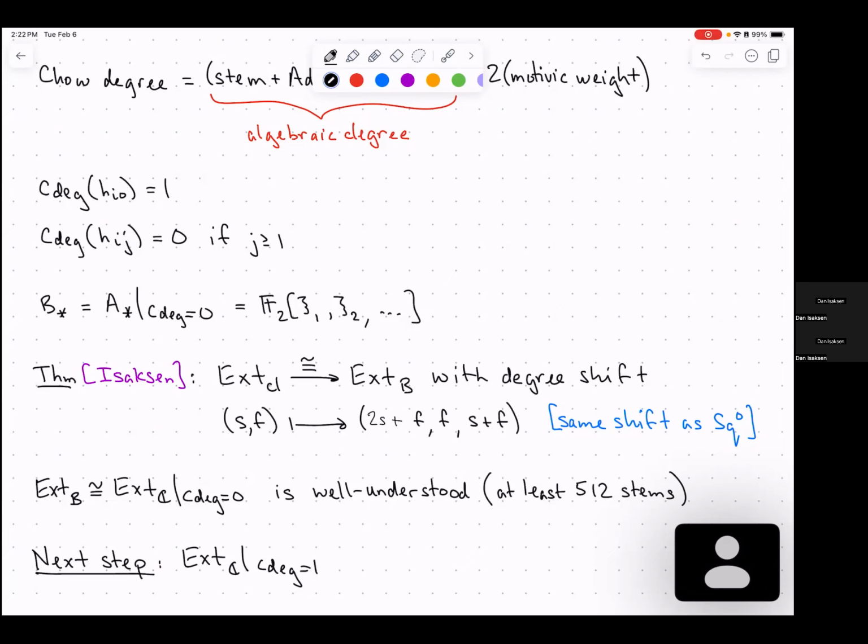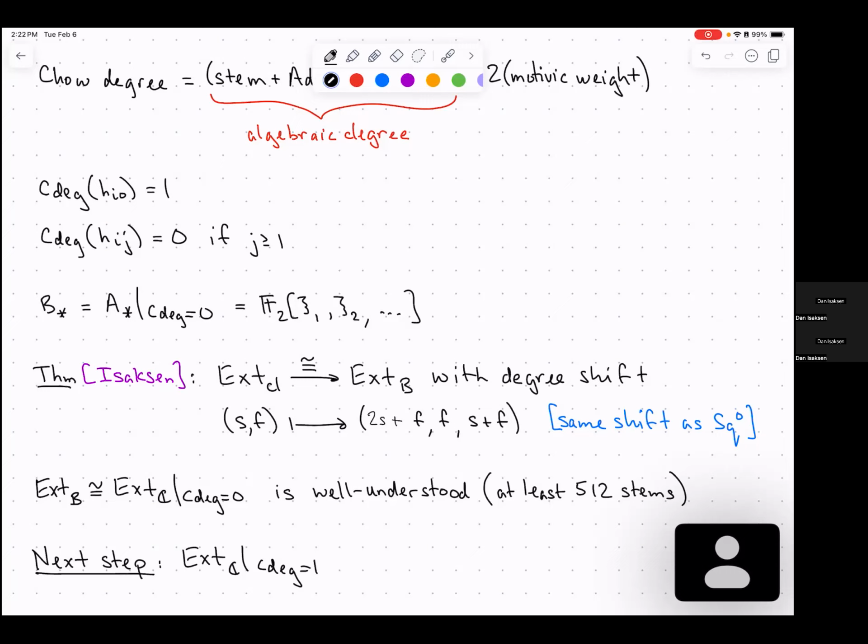So the d2 increases Chow degree. That means that Chow degree 0 elements can support differentials into higher Chow degree, but they cannot be hit by differentials. That's going to be really important. That's how we'll detect that things are non-zero, basically. Once we know they don't support any differentials, then they can't be hit by anything, and they have to be non-zero. So that's the idea. Chow degree 1 elements can only be hit by Adams d2s, but they can support lots of long differentials.